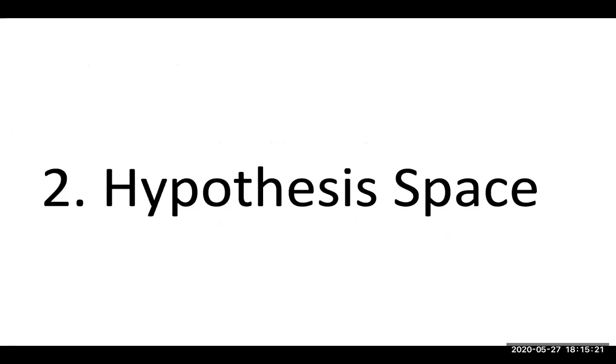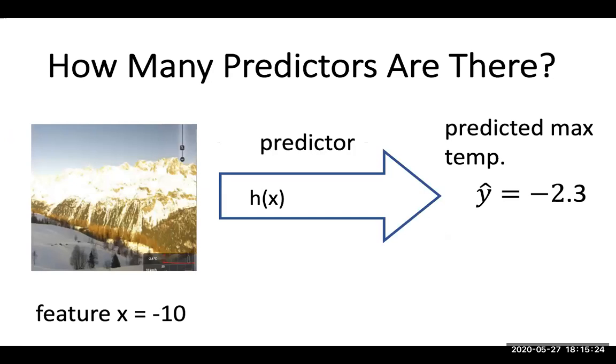Okay, second component. We want to learn a predictor that reads in the feature, the minimum temperature, like minus 10 degrees, and outputs a prediction for the maximum temperature, like minus 2.3 degrees. How many such predictors are there? If we assume that the features and the label are numeric, modeled as a real number, how many possible predictor mappings do we have? Infinite, and a lot of infinite, uncountably infinite. So we need to reduce because we only have finite computational resources.